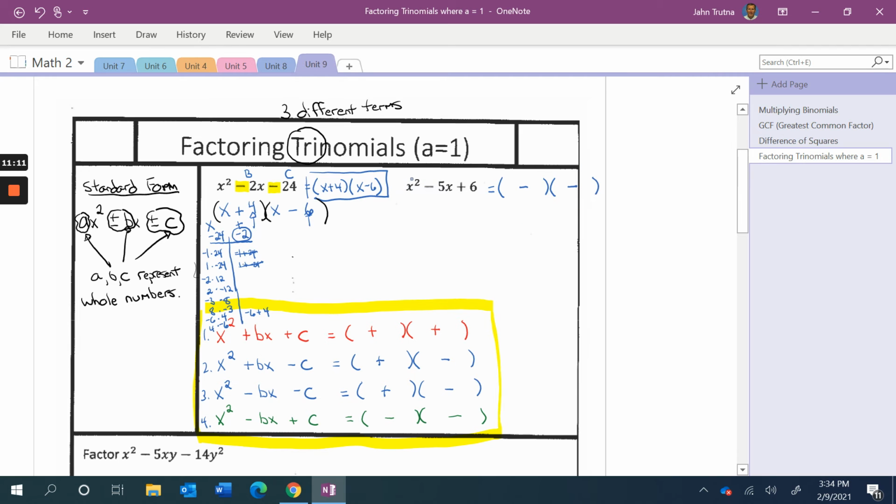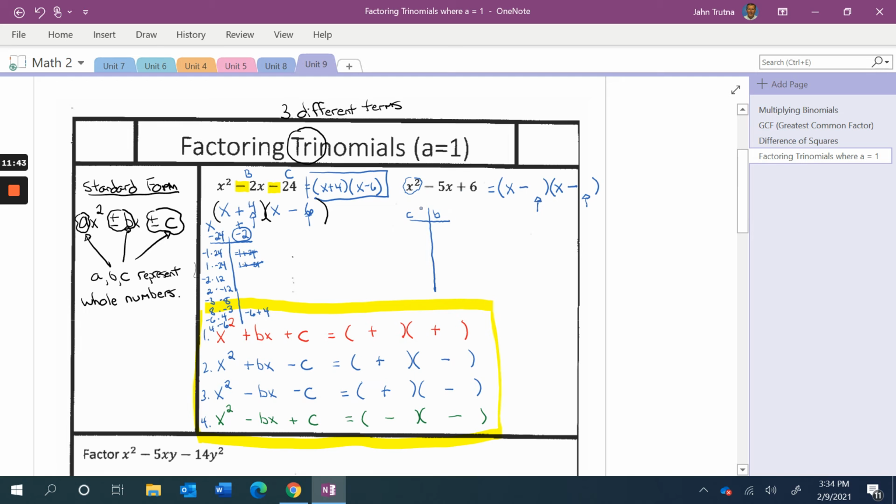So my variable is an x to the second power. So at the beginning of each factor, I'm going to have an x and an x, because x times x is x to the second power. And now I have to figure out what numbers go after the subtraction sign in each one of my quantities. Okay, so how do I do that? Well, that's where I'm going to go to what we call the factor chart. Okay, take the c value. So in the first column, you put your c value. Second column, you put your b value.